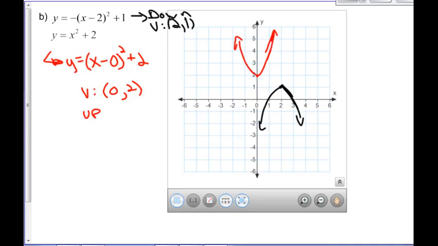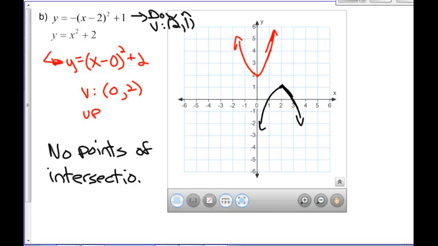But when are those functions ever going to meet? Never. So no points of intersection. Therefore, no solutions. No point of intersection means no solution. There's no ordered pairs, or there are no ordered pairs, that are going to make this true.